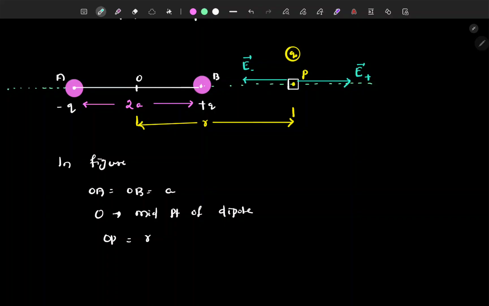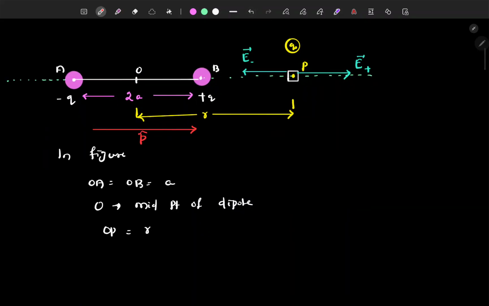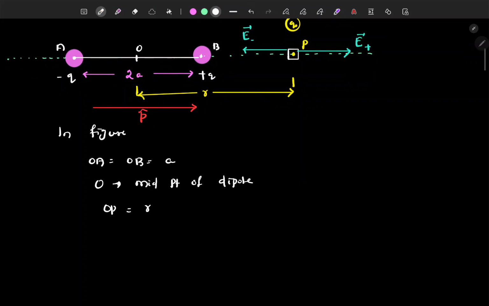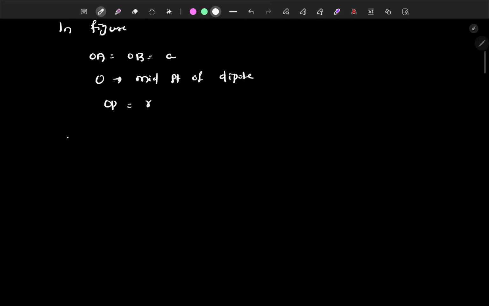This is the direction of E minus vector, the electric field intensity due to minus q charge. And what is the direction of dipole moment? That is from negative to positive. Negative charge to positive charge means this red color line shows p cap. This is the direction of dipole moment p cap. Okay, so from this figure E axial vector is equal to E plus vector plus E minus vector.